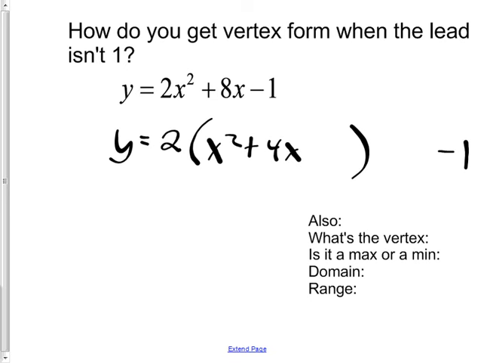Then I leave room for half and square. Don't do half and square at the beginning. You wait till you take the 2 out. Now I do half and square. Half of 4 is 2. 2 squared is 4. And negative 4.